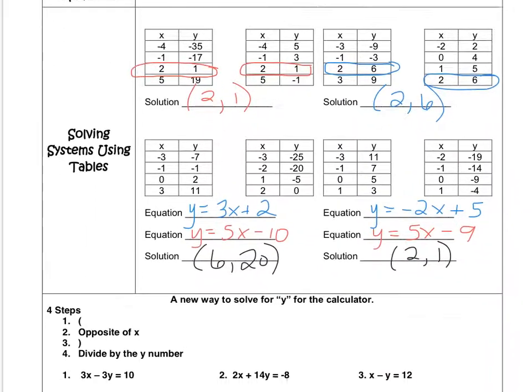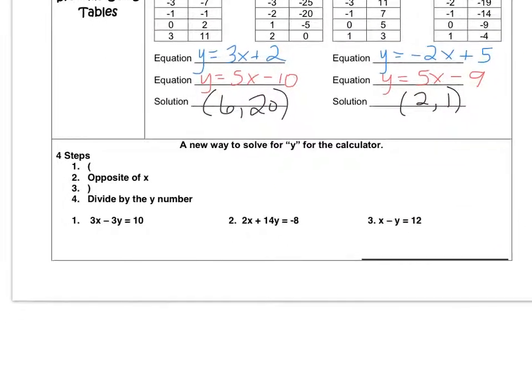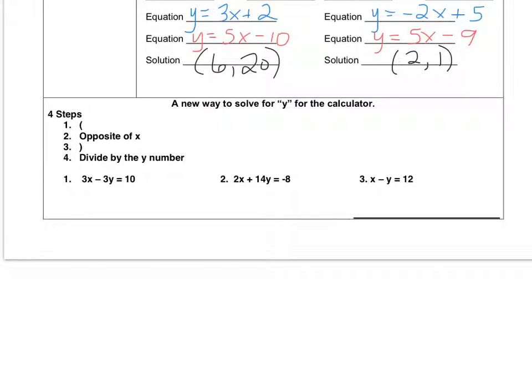All right, so I told you that we were going to look at kind of a shortcut to getting into what we call the y equals form, which is appropriate for the calculator. All the calculator needs is for you to get it into y equals. It doesn't have to be simplified, you just have to have it down to a single y equals on the left side of the equation. So the steps are very simple, and I've listed them right here, the 4 steps that we're going to be using.